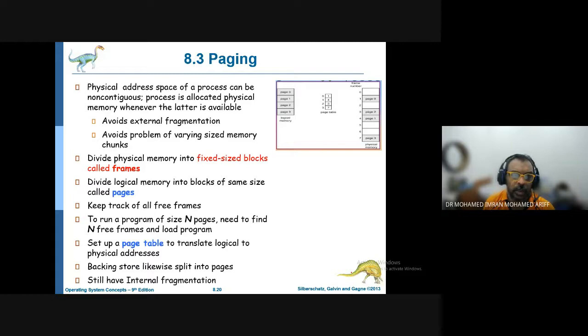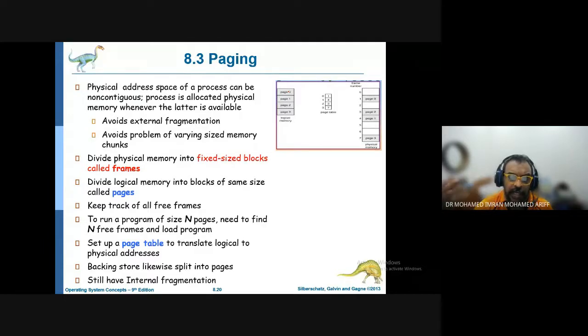All right, so let's go back to paging. So how is paging done? Paging is between the logical memory, which is the CPU, and the physical memory, right? So each of these processes is divided into several pages. Pages mean satu proses dibahagikan kepada a few pages.